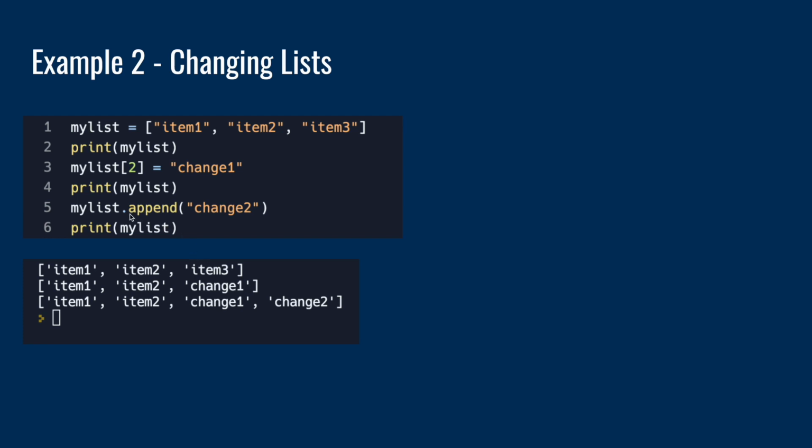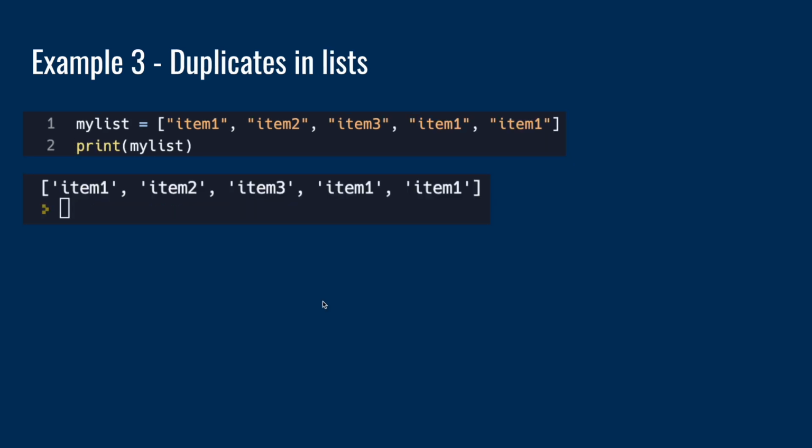And we can also use this dot append function with a string inside, or anything inside, to append another value to the list. So as we can see, when we print again, there's another value at the end of the list. Duplicates in lists. So again, in this, item 1 is duplicated 3 times, however, there's no problem in the list.